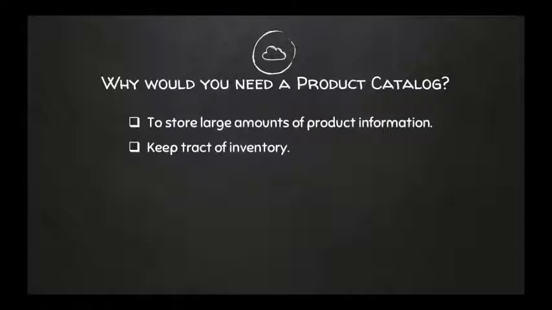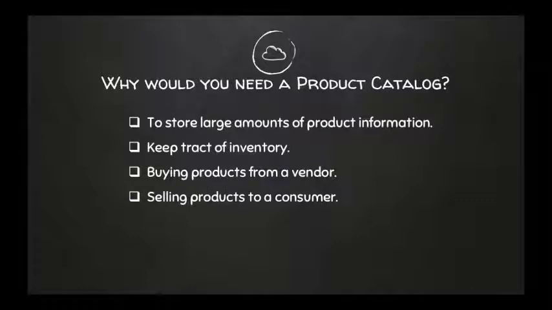Keep track of our inventory if we have physical inventory. This could also be, instead of keeping track of inventory, you could be pointing to a vendor site and you could keep track of what inventories they have in stock. You could use this for buying products from a vendor or selling products to a consumer. So you have to keep track of how many items you have in stock, when you need to order, how often are you selling the items, and shipping them to your customers.